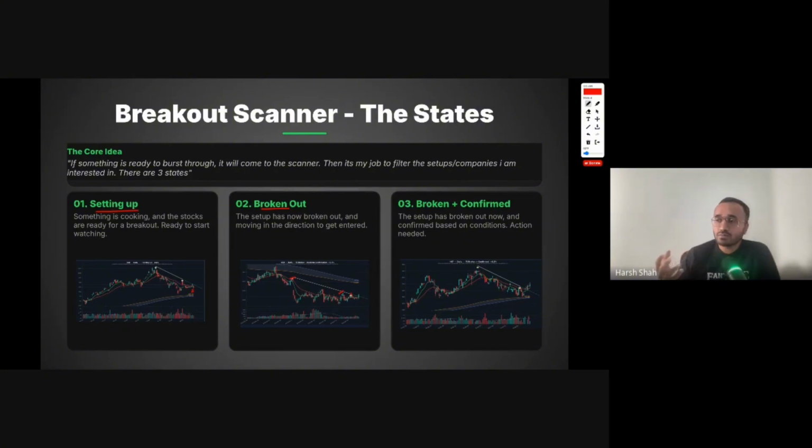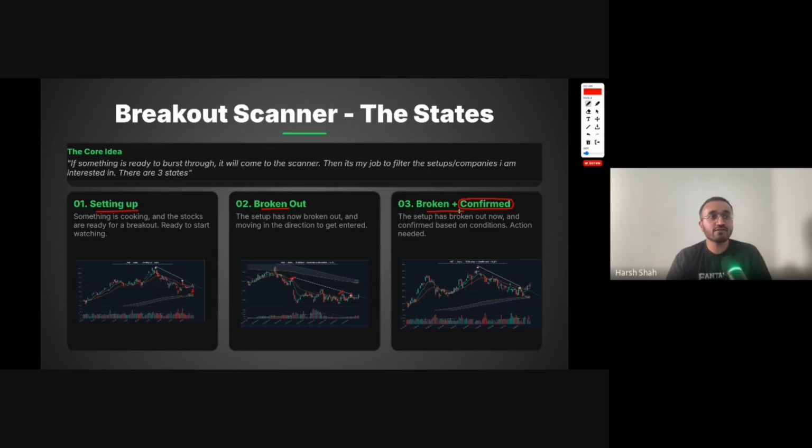The analogy is pretty simple. If you keep hammering on a door and a single person is trying to break it, the door won't break. But if 10 people try to break it, the door will break because there were more people. That is the analogy with volume. So when it breaks out, we also look at what the volume is at the same time. And the third state is broken and confirmed. Confirmation plays a key role here. We don't want false positives. We don't want fake outs in the market. So when it breaks out, I have specific conditions which it looks out for.